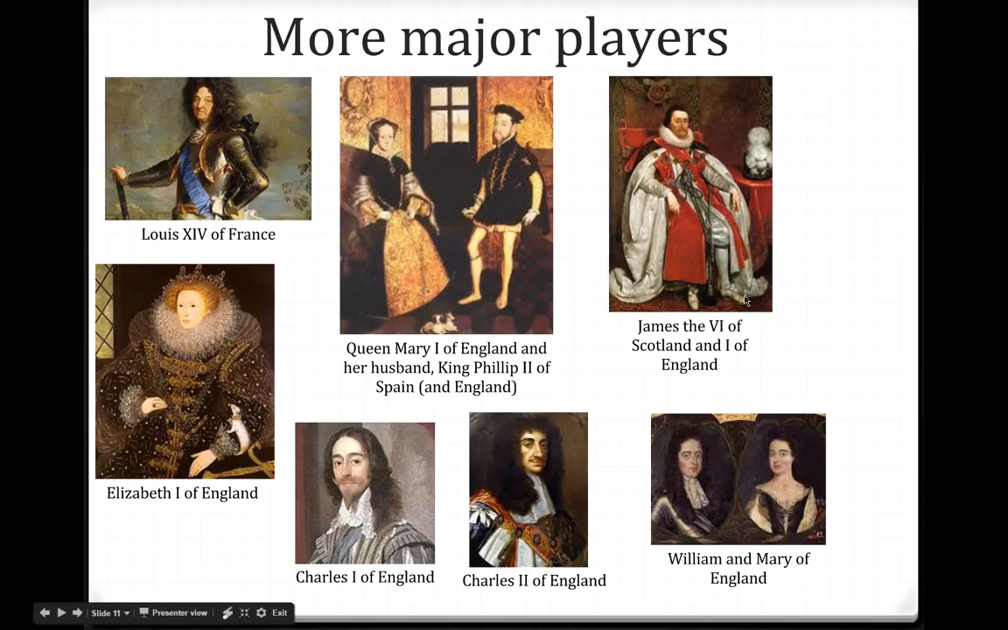More major players. We've got Louis the 14th of France, aka Louis the Sun King. We have Queen Mary the First of England and her husband King Philip II of Spain, and then for a brief 2 years, England. And then she dies. Her sister from Anne Boleyn, Elizabeth I, becomes Queen of England, does not marry. Philip begins to court Elizabeth. That's just great. She says no, you get a war. We have James, important player, he matters. We have William and Mary, Glorious Revolution, and Charles I and the Second.